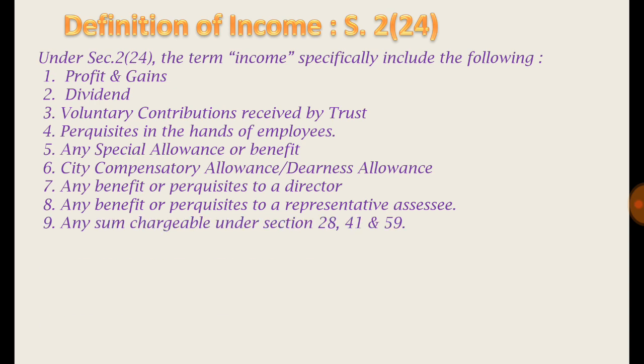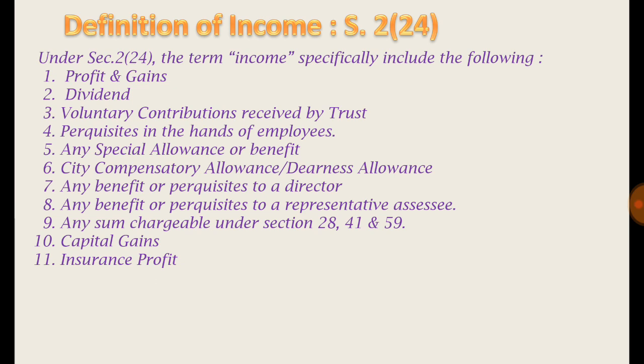Then any sum chargeable under section 28, 41, 49, this is income from business. Then capital gains: when a person receives gain from transfer of capital assets, whether a long term capital asset or a short term capital asset, that will be taxed as his income, though there are certain exceptions provided by the Income Tax Act. Afterwards we are going to discuss these exceptions also.